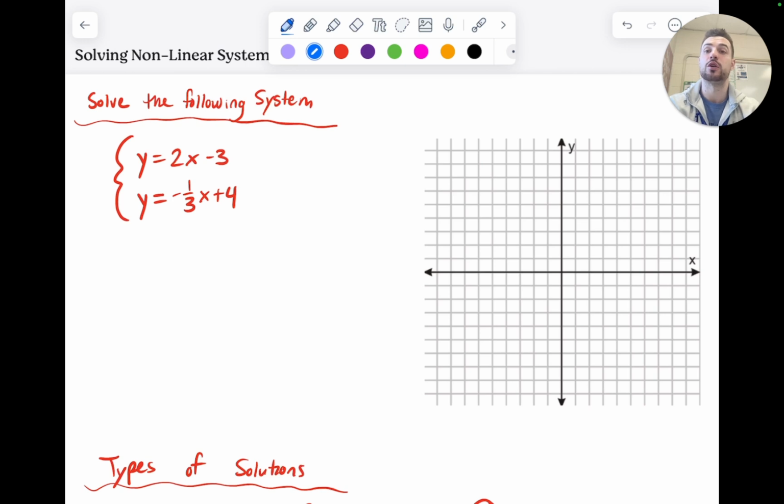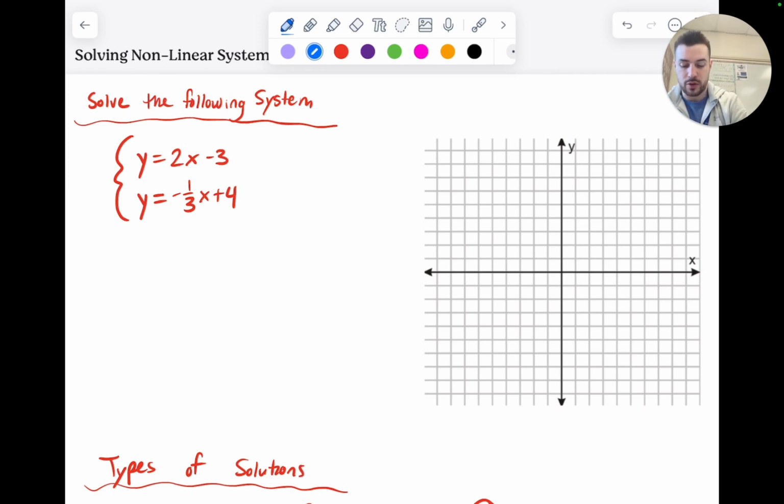Today we are going to work on solving nonlinear systems of equations. In order to get the juices flowing a little bit, we're going to start with a linear system. We have the system y equals 2x minus 3 and y equals negative 1/3 x plus 4.